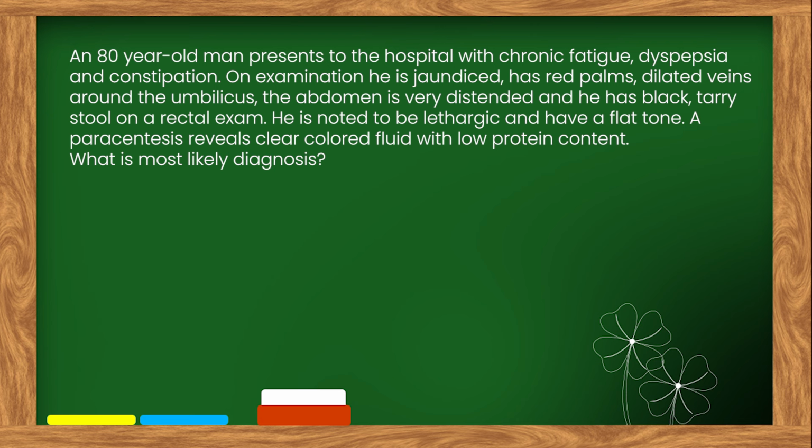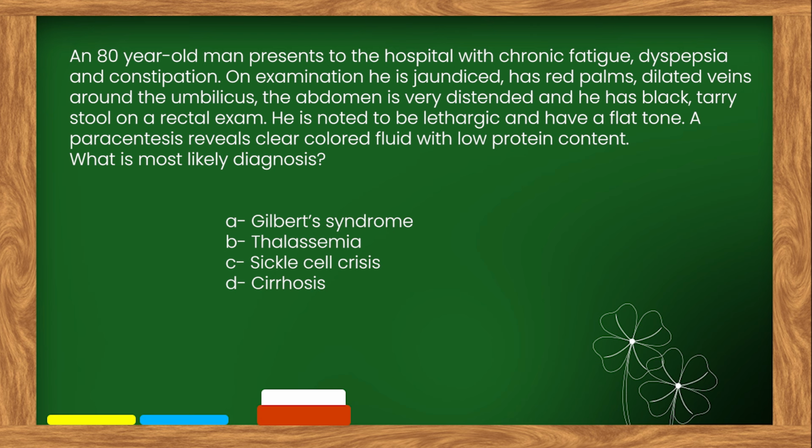A paracentesis reveals clear-colored fluid with low protein content. What is the most likely diagnosis? And the options are A. Gilbert's syndrome, B. Thalassemia, C. Sickle cell crisis, D. Cirrhosis.